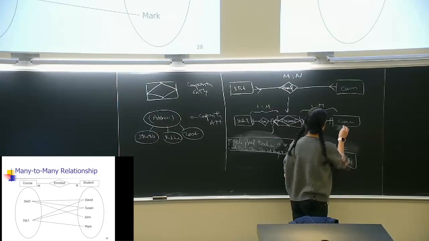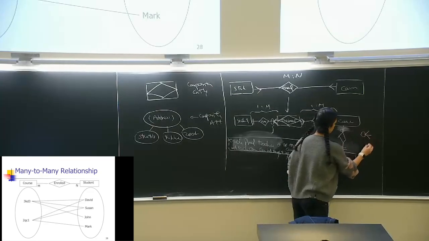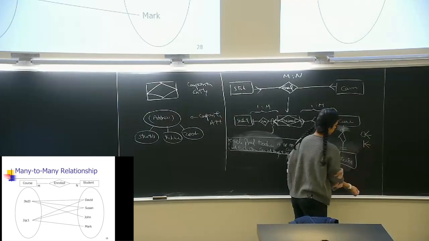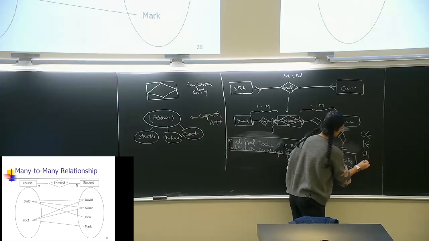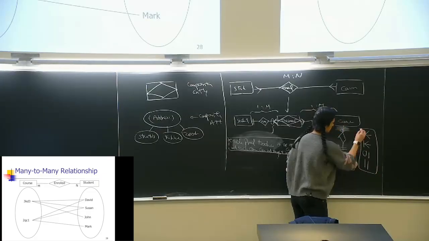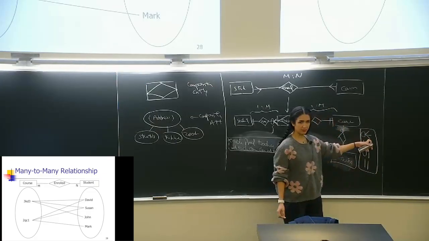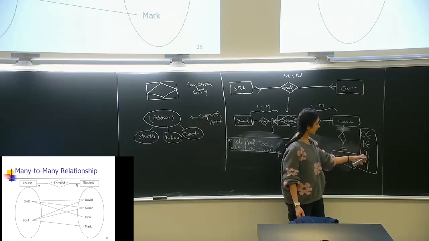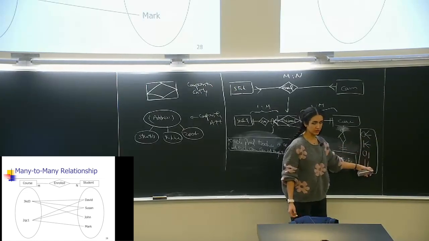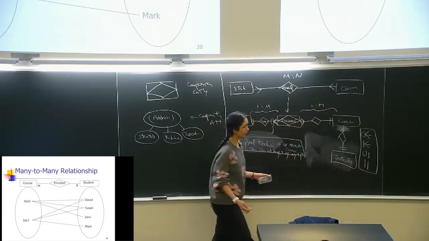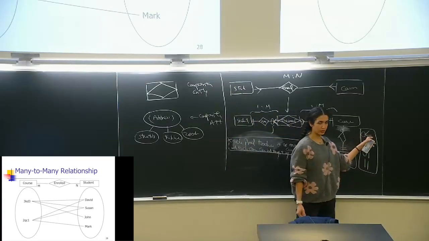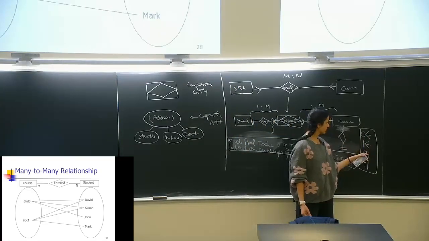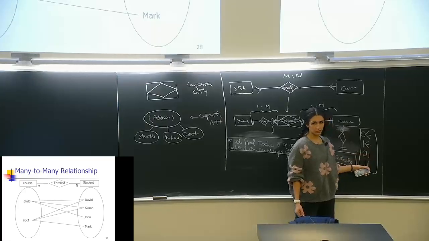So this is the sign. So these are the signs that you have, right? This is optional many. This is mandatory many. Optional 1, mandatory 1. Or 0 or more, 1 or more, 0 or 1, 1 and only 1.